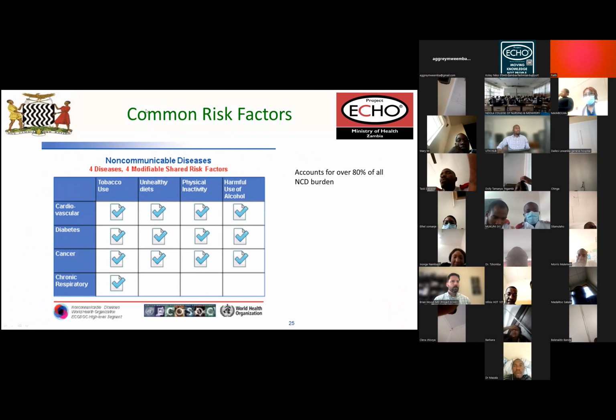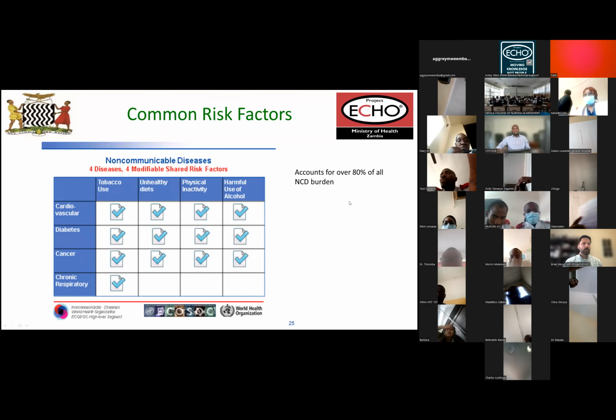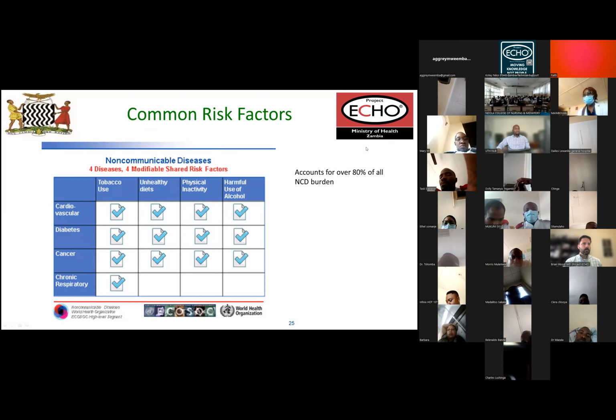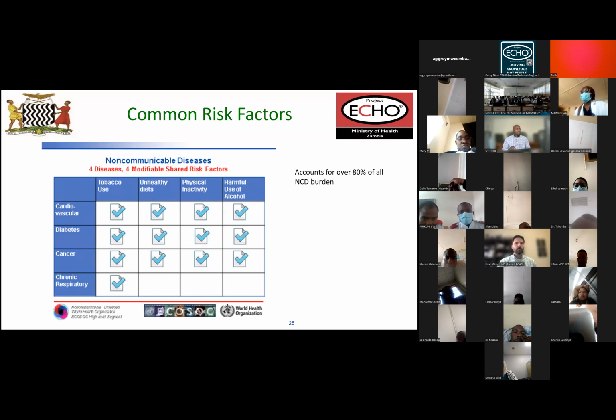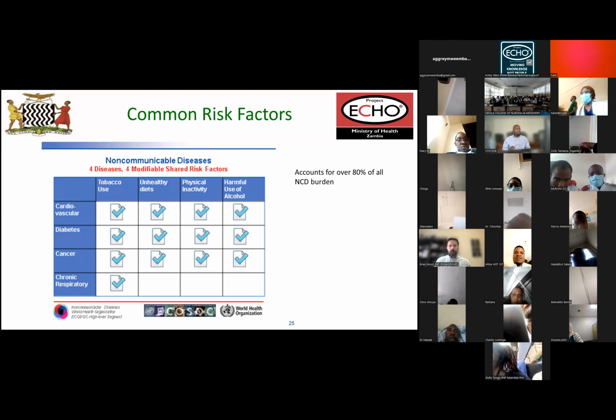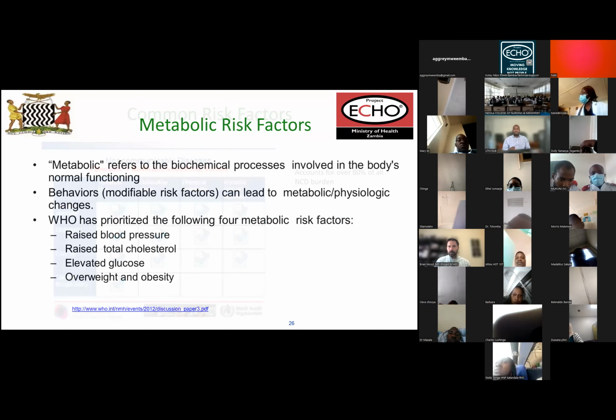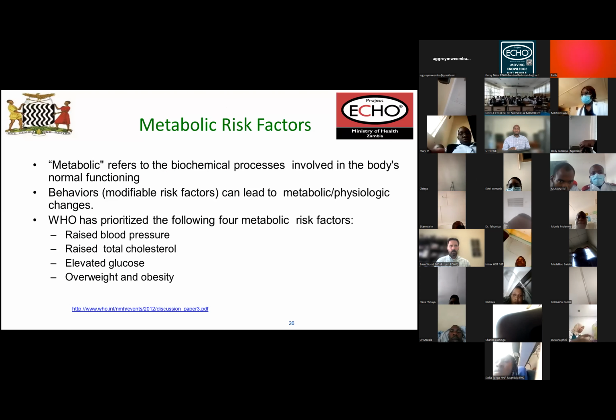Thank you. Actually, that was a repeat question to just see whether people were following. And that was just to illustrate that of the 4 diseases, cardiovascular disease, diabetes, cancer, and chronic respiratory disease, you can see that they share these 4 common risk factors: tobacco, unhealthy diets, physical inactivity, and harmful use of alcohol. Cardiovascular disease, diabetes, and cancer share all 4. Chronic respiratory disease has 1, but when you critically think about it, maybe all of them contribute to chronic respiratory disease as well. And these 4 account for over 80% of all NCD burden.